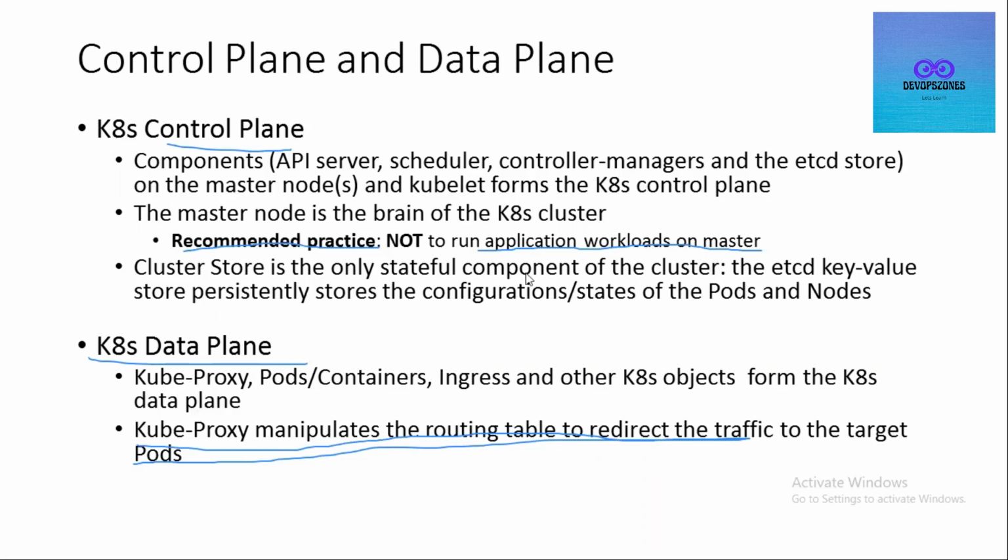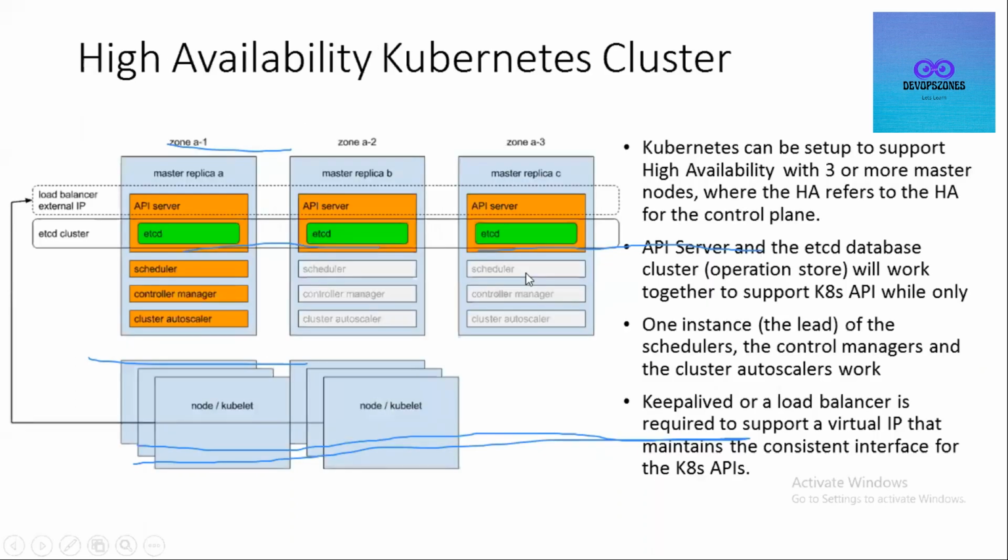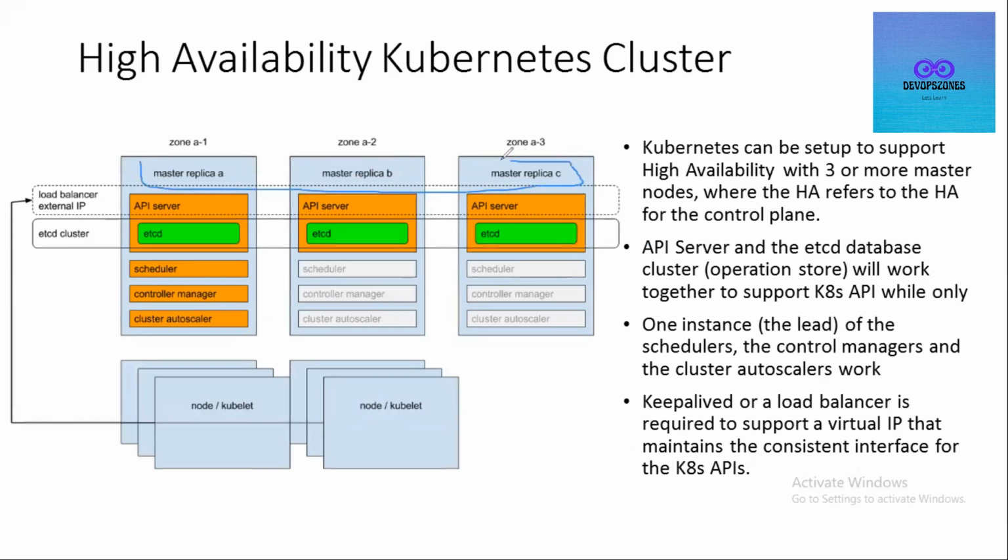So let's go ahead. If you see, essentially this is the high availability of the cluster. So what we wanted to say over here is that for the Kubernetes master, we have three master nodes placed across three different zones, right?